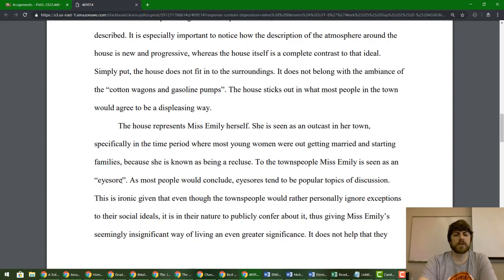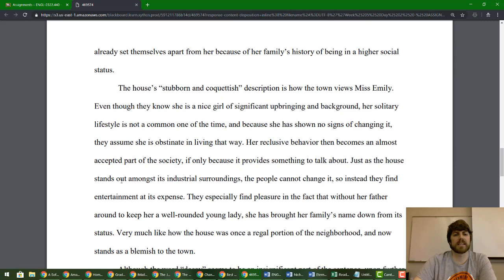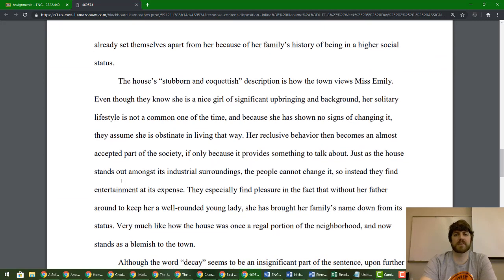And she says, as most people conclude, eyesores tend to be popular topics of discussion. That's true. This is ironic given that even though the townspeople would rather personally ignore exceptions to their social ideals, it is in their nature to publicly confer about it, thus giving Miss Emily's seemingly insignificant way of living an even greater significance. It does not help that they already set themselves apart from her because of her family's history of being in a higher social status.